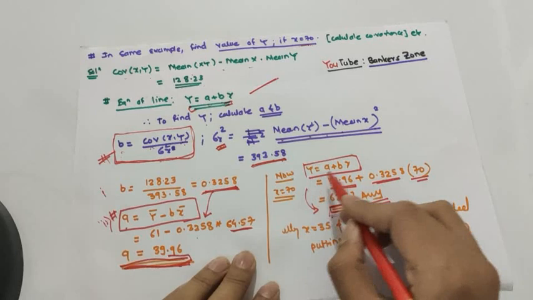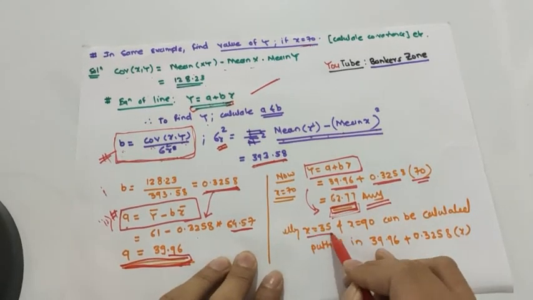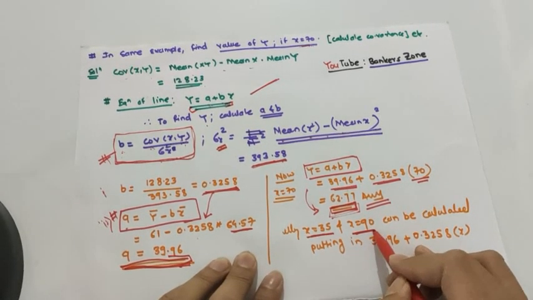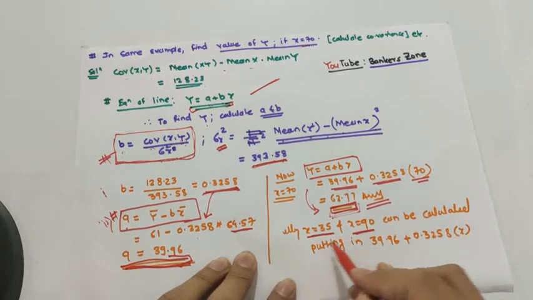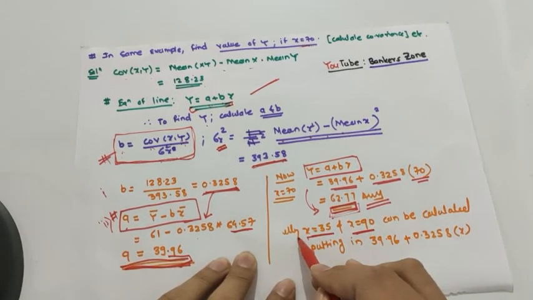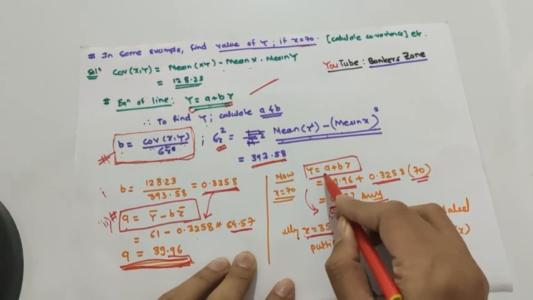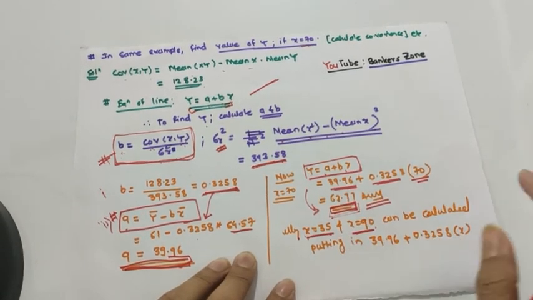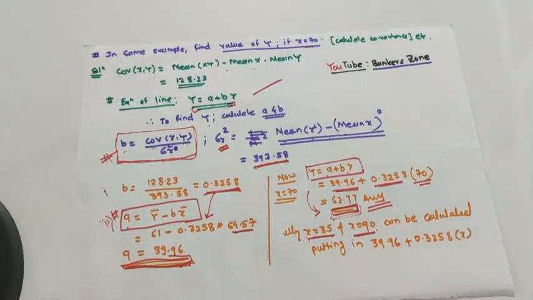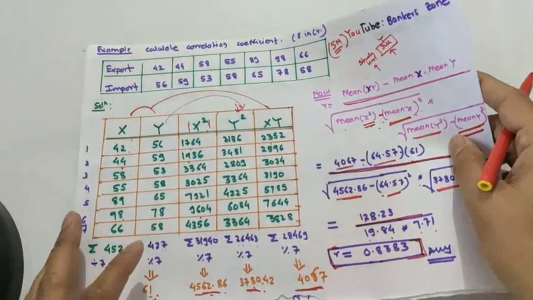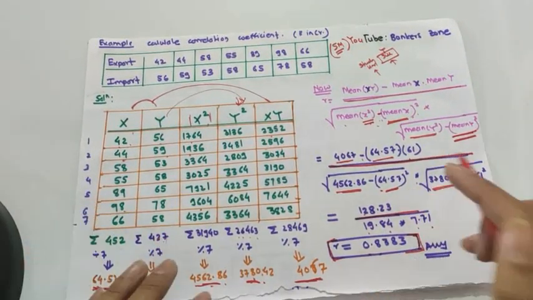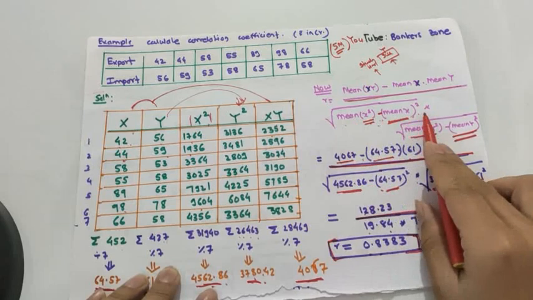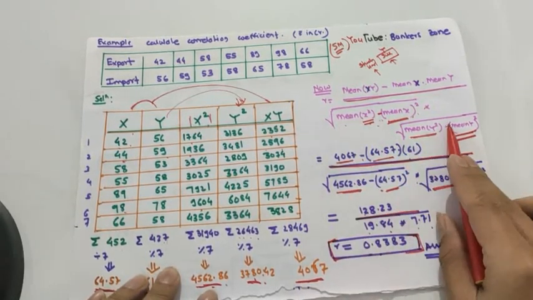Similarly, once you calculate the values of a and b, you can put any value of x for export and calculate y for import, right? So friends, this is the example we have studied, which is given in your Macmillan book, and they have solved it using the formulas, but you have to remember the simple formulas. Once you remember those formulas, you can solve the numericals.